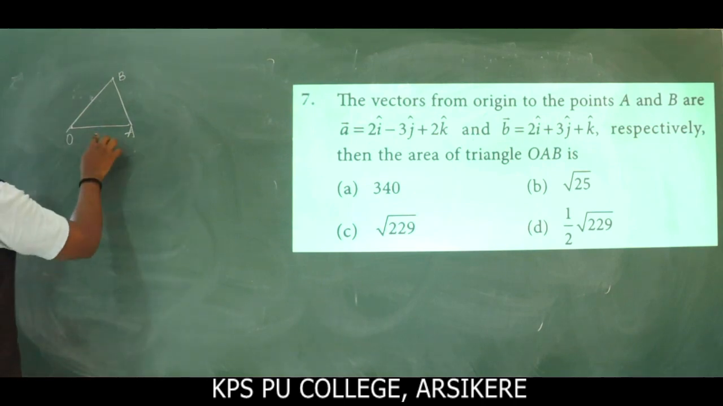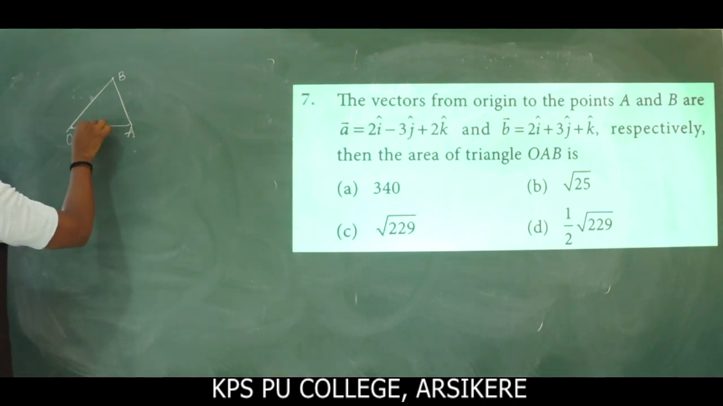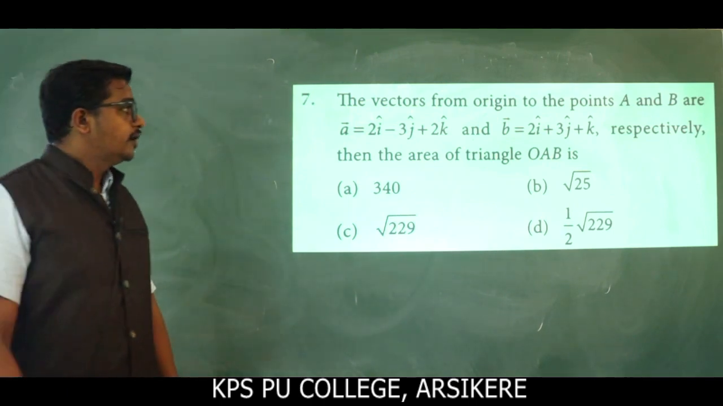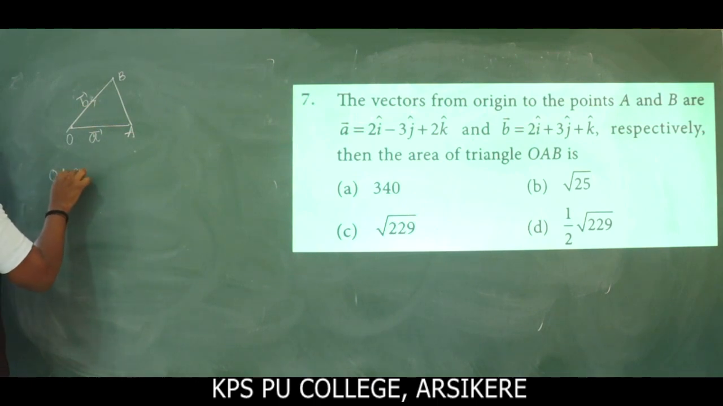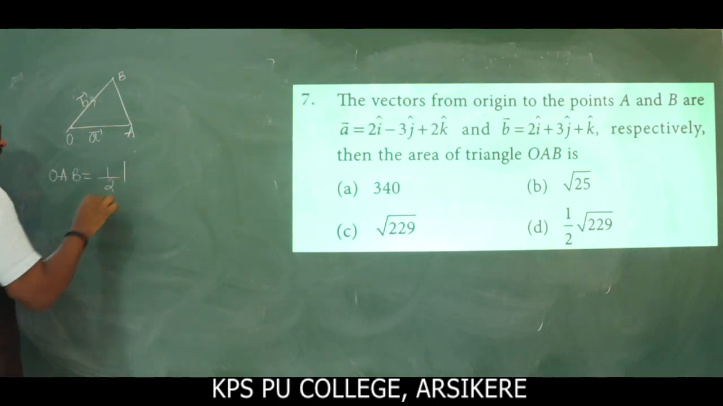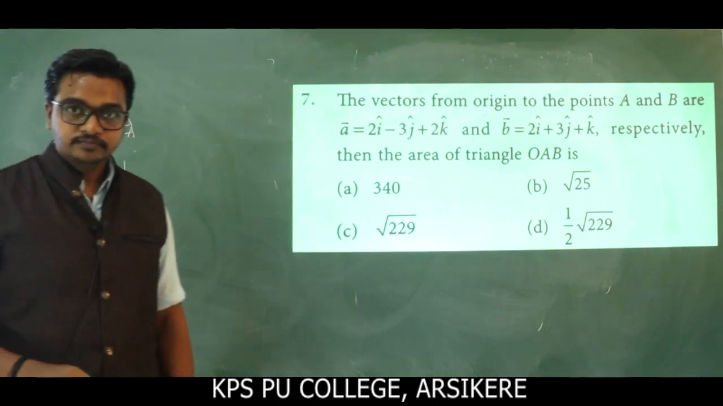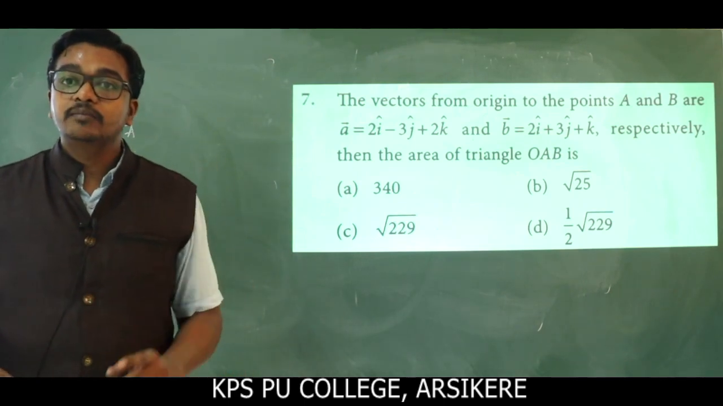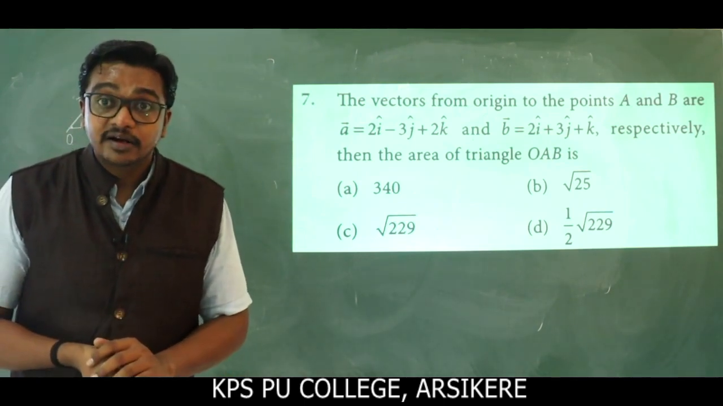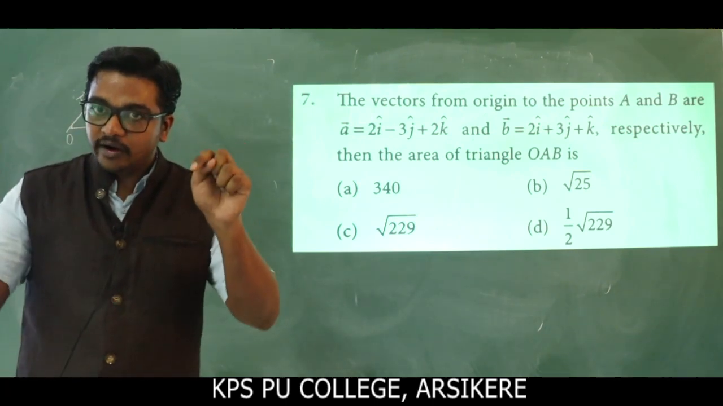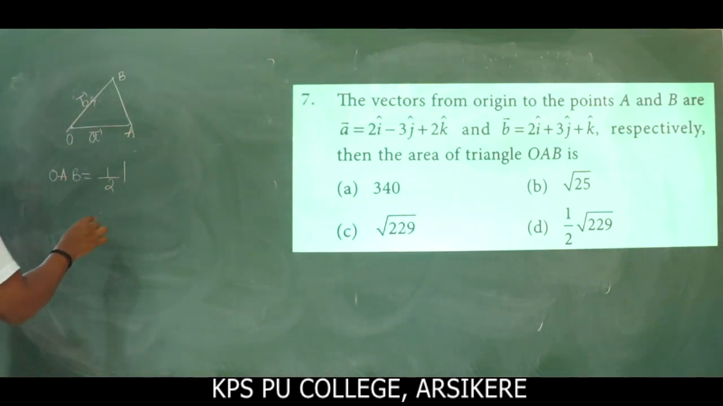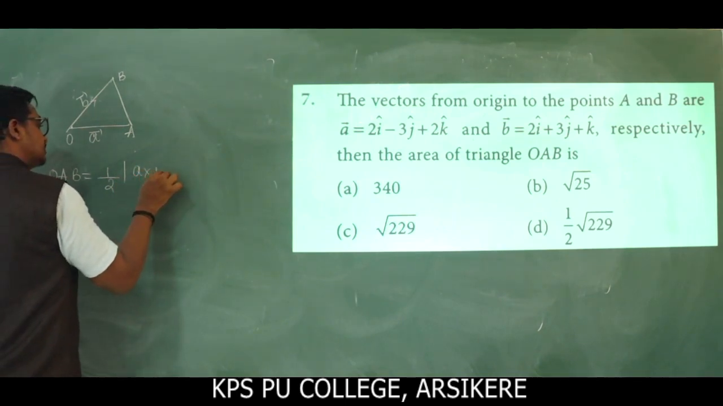The given vector OA is nothing but vector A. This is vector B, right? This is the given thing here. Then the area of triangle OAB is equal to, just remember the cross product. Whenever vector A and vector B are the two adjacent sides of the triangle, then the area becomes 1 by 2 times the magnitude of A cross B. This is A cross B.